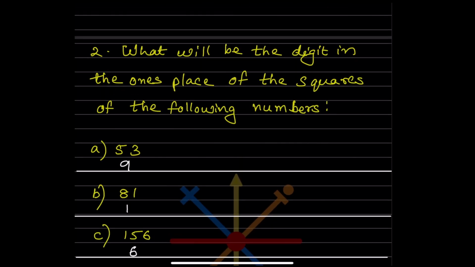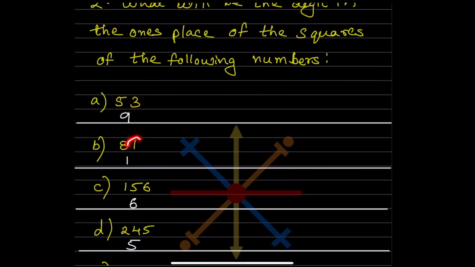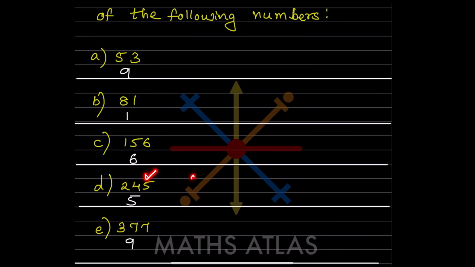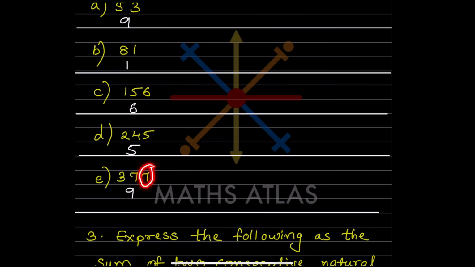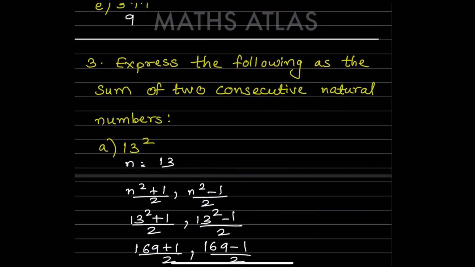What will be the digit in the ones place of the squares of the following numbers? If you take 3 squared, that is going to be 9. 1 squared is going to be 1. This is going to be 36, so the ones place is going to be 6. This is going to be 25, the ones place is going to be 5. And this is going to be 49. 7 squared is 49, so the ones place is going to be 9.